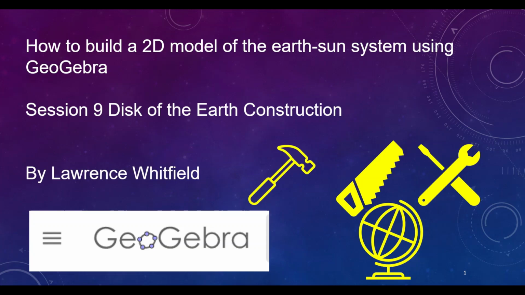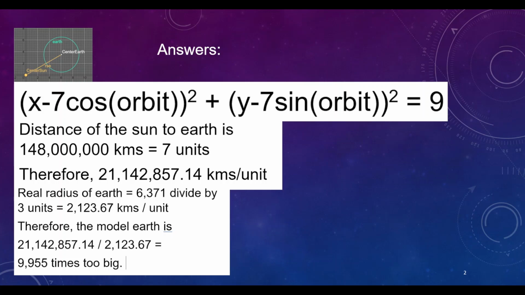Welcome to session 9. We're going to proceed with constructing the disk of the Earth. Just before we do that, here's the answers to the questions from the last time. So the formula is (x minus h) squared plus (y minus k) squared equals the radius squared, where (h, k) is the center. And here's the calculations. I'll let you study those.